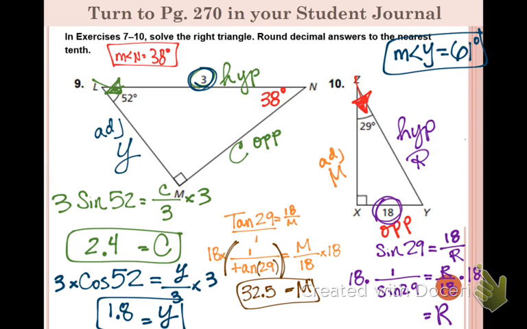What is the calculator? You do 18 times, yep, that's good, times that fraction. Make sure if you open the parenthesis at sine, you close the parenthesis after 29. 37. She didn't ask for the answer. It's okay. I'm just wanting to make sure everyone can type it in their calculator. Did you get it? You should get 37.1. Yep.